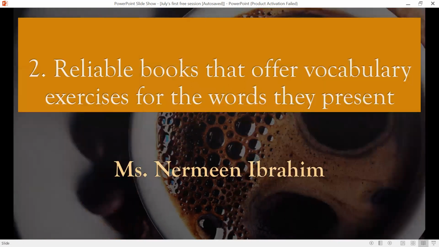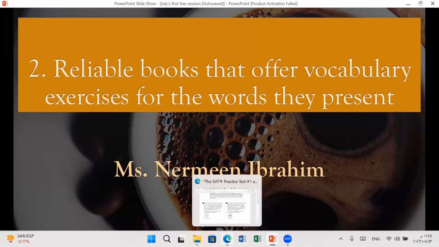The second method is learning new words from reliable books that offer vocabulary exercises for the words they present. They will present for you some important words related to the SAT, ACT, and EST, I mean. And these words are not only listed; they are listed and offered with their definitions and synonyms, and also some further examples with some exercises.